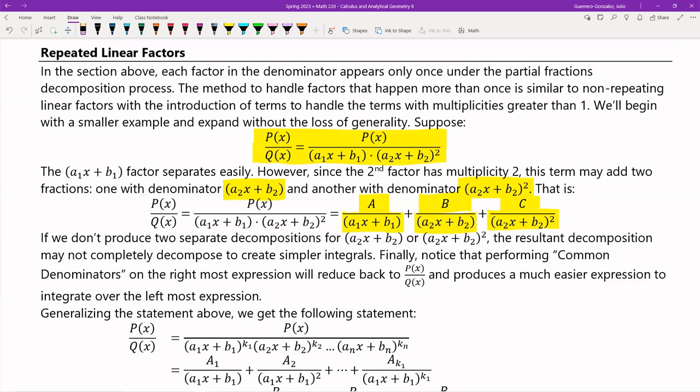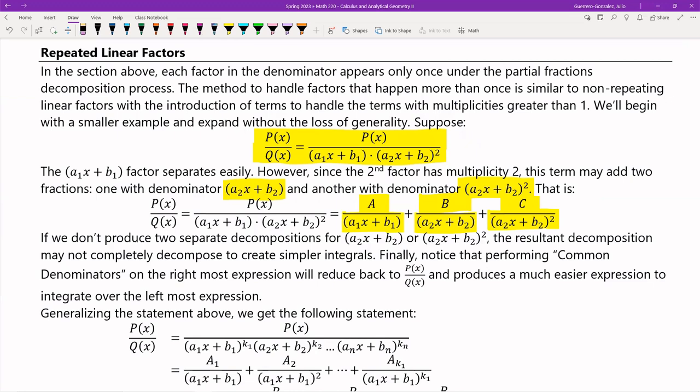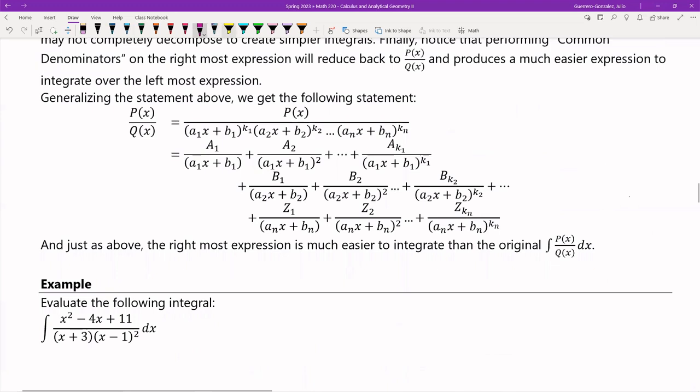And we go on about our day. So remember how I said this is for a specific thing here? This was just for one term that was multiplied twice, with a multiplicity of 2. But if you take a look at the argument that comes right below it, it all holds water. So the generalized statement is this down here. Suppose that you have a P over Q, where P of X doesn't need to expand, but the bottom expands to some A1X plus B1 to some power K1, A2X plus B2 to some power K2. So each one has a different multiplicity. Hopefully this makes sense. There's going to be an A1 for the single term.